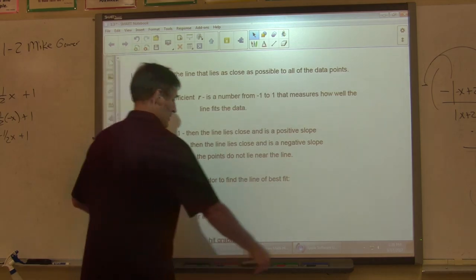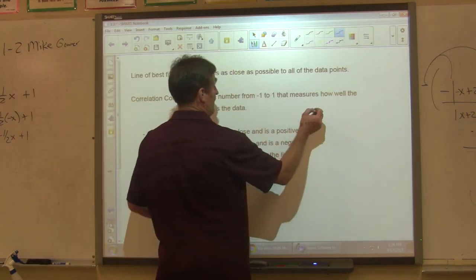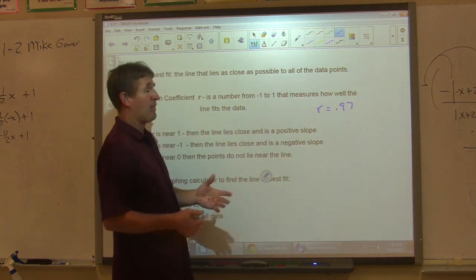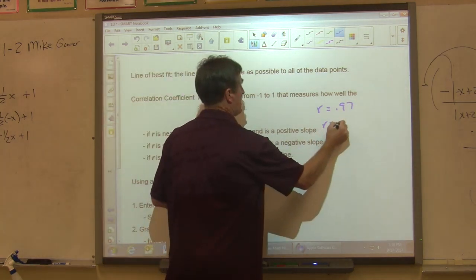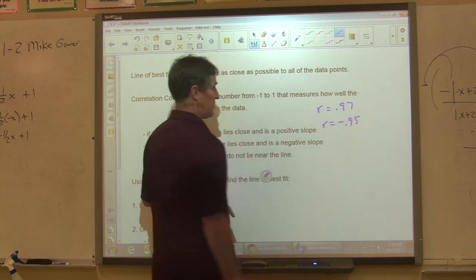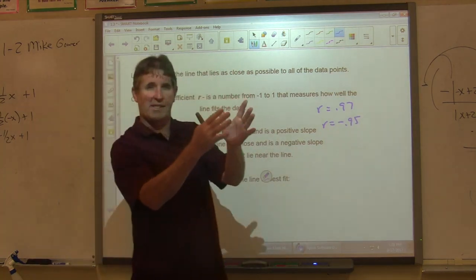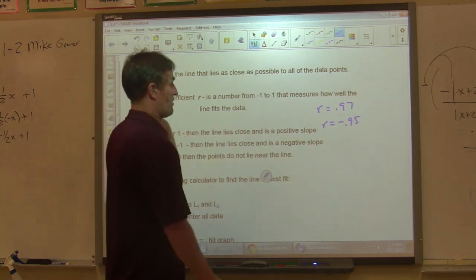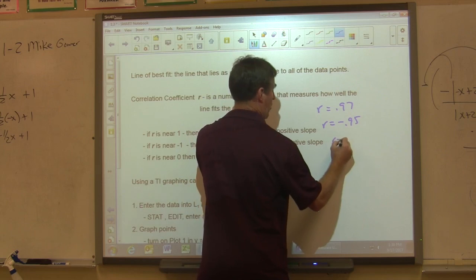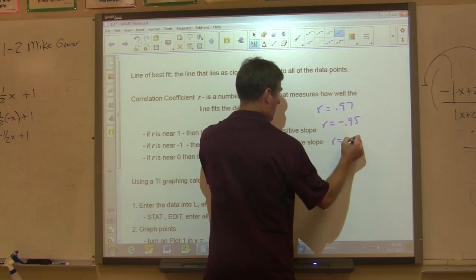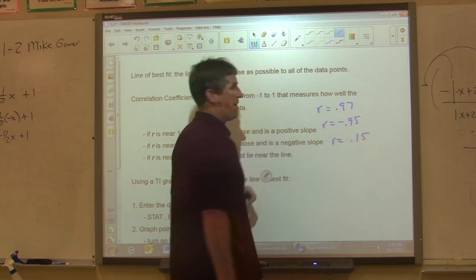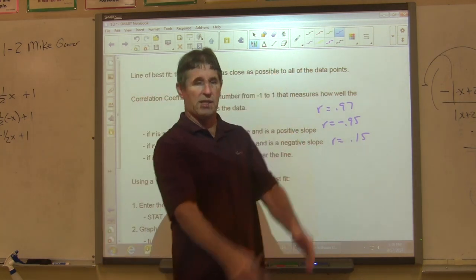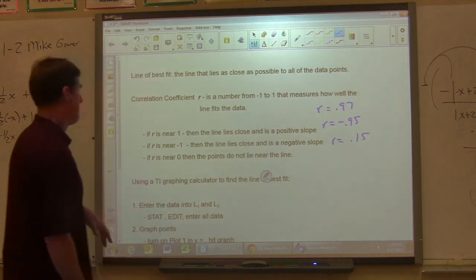So, if I get R is 0.97, then I know my graph is pretty accurate. The same thing if my R is -0.95. Okay? The closer it gets to 0, the farther off your data is, and the less accurate your line is at best fit. So if I get an R equals 0.15, that means there's a lot of data off that line. The data is not real close together, but we still have a line of best fit.